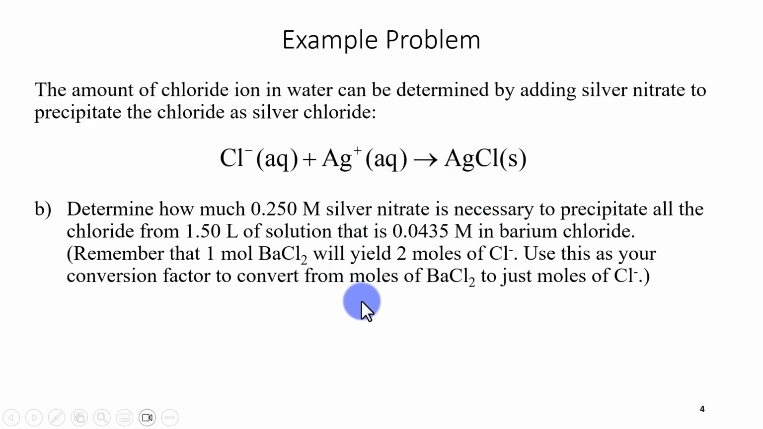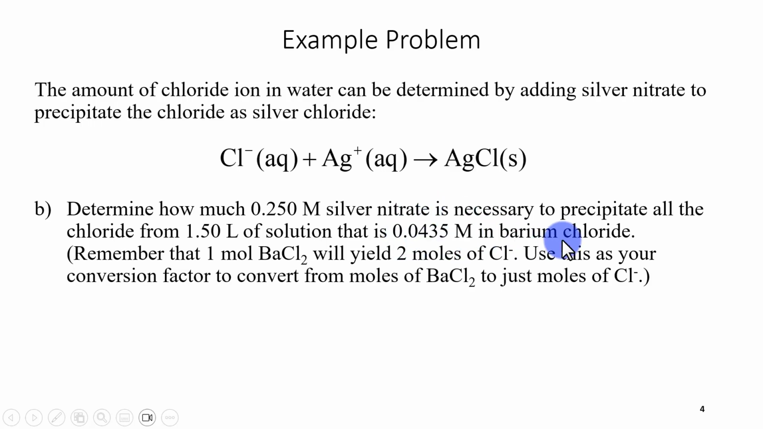Now let's look at part 2. Part 2 is pretty much the same. There's only one little difference. So determine how much 0.25 molar silver nitrate is necessary to precipitate all the chloride from 1.5 liters of solution that is 0.0435 molar in barium chloride.